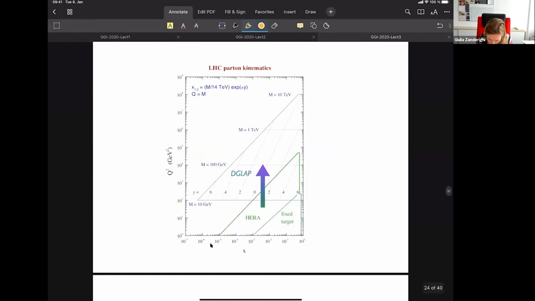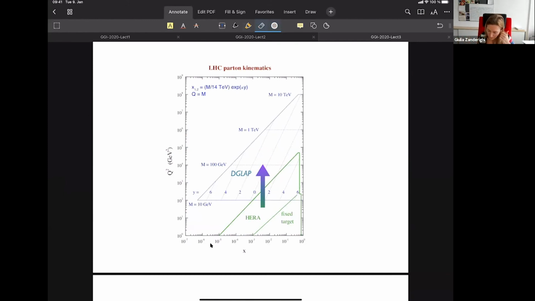Maybe the other plot that I would like to show is this one. This green that you see here was this kinematics of the deep inelastic scattering experiment that performed a lot of measurements. And this is the plane in x and Q squared that could be accessed by that experiment. Now instead the blue here is the kinematics that is relevant for the LHC. You see that measurements were done at much lower Q squared here, but this is not important because you can do the DGLAP evolution and you can move vertically up in this plane.